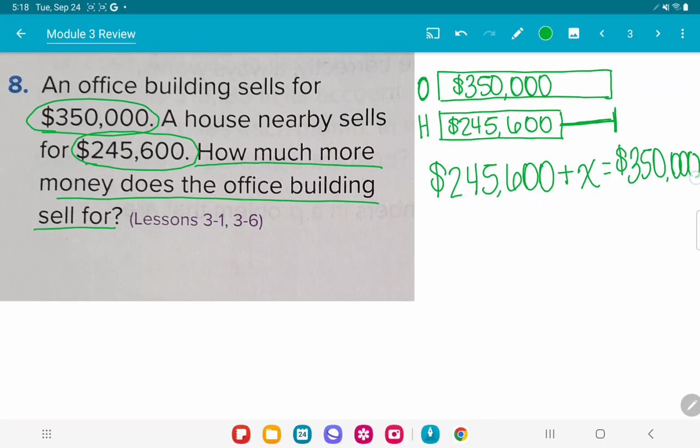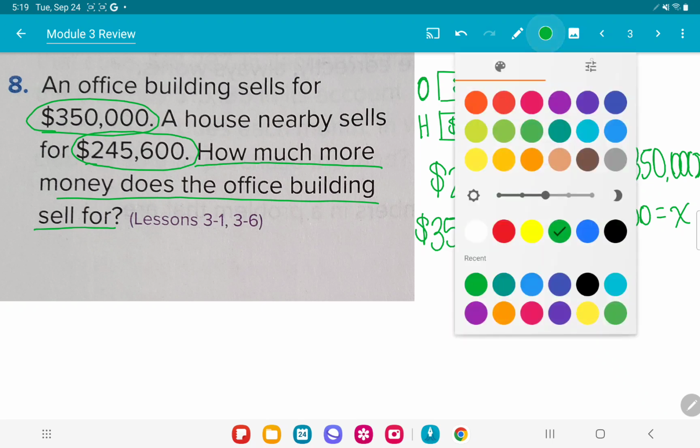That's one way we could set up our equation. But we also know that we can use the relationship between addition and subtraction. And I can solve by taking the total amount of the office building and subtracting the amount of money that it cost for the house that was nearby. And that answer is going to give me the amount more that it cost to buy the office building than the house. I'm going to set this problem up using the standard algorithm.